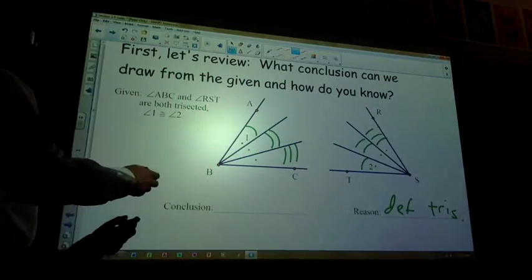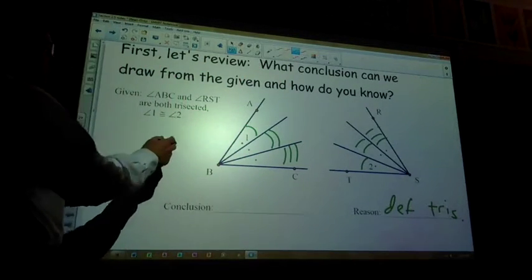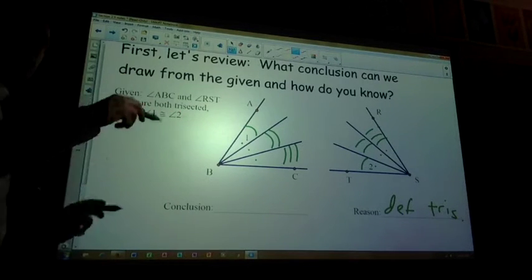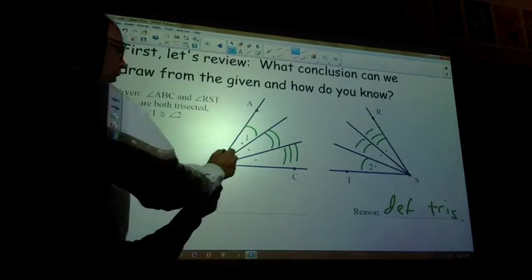Okay, what can we say about this? We could say a number of things. We know that ABC and RST are both trisected. That means they're cut into 3 equal parts. What do you want to say about this?